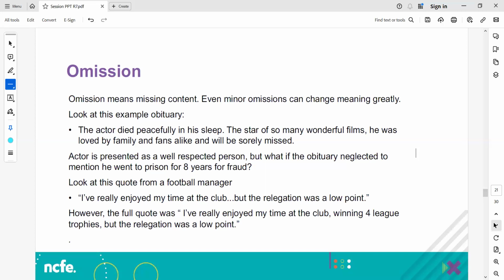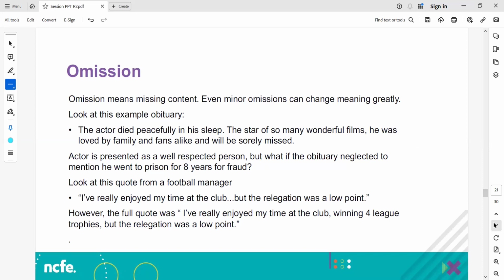My question is, can omission also be good for a reader to maybe get a good view of the headings? So if you look at the first example, this actor went to prison for fraud. We know that from the additional information on this slide. But in the obituary, it doesn't mention that.